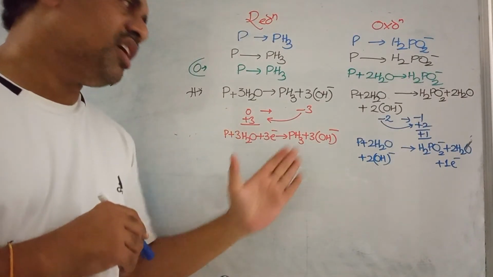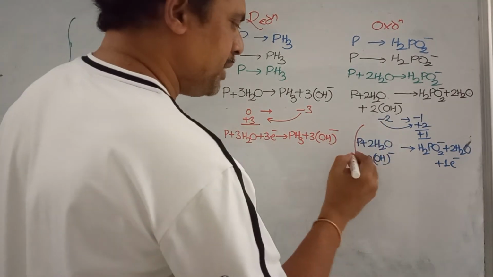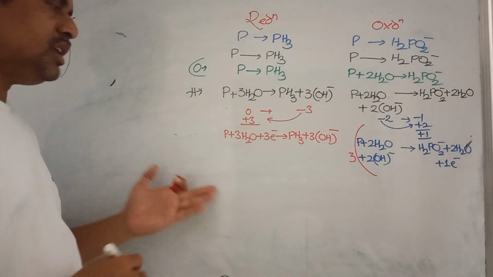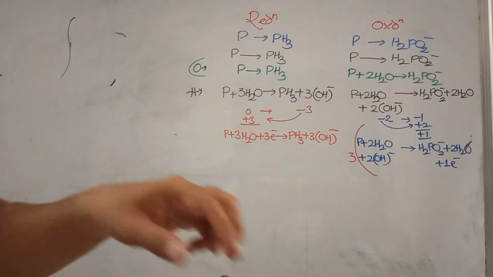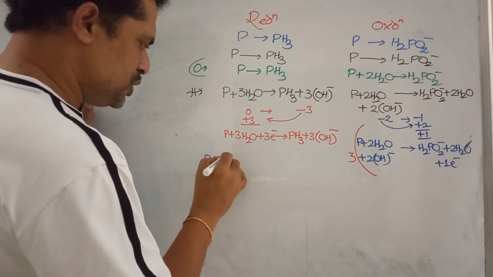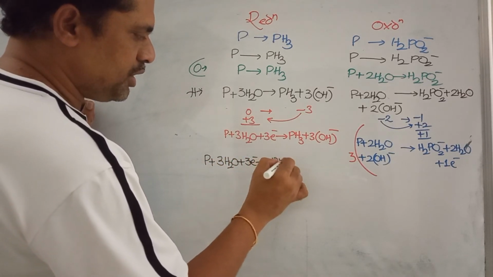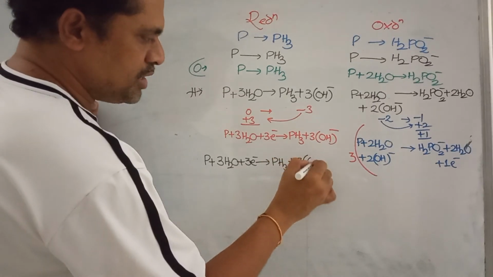In this case 3 electrons, in this case 1 electron. So what you need to do is this equation must be multiplied by 3. This equation by 1. So they don't need to multiply. Just simply write the equations now. P plus 3 H2O plus 3 electrons gives rise to PH3 plus 3 OH minus.